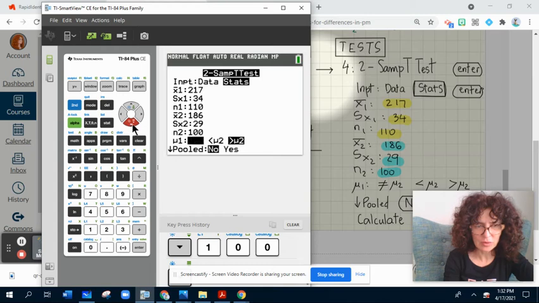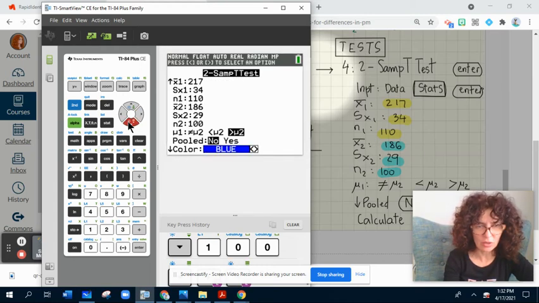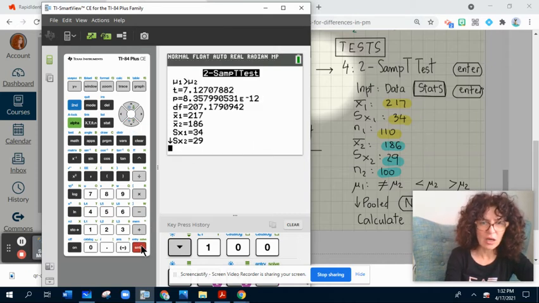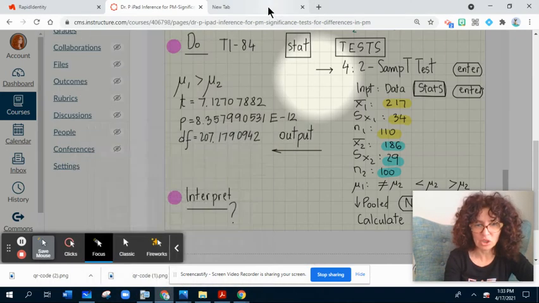Now you have the hypothesis. We do not have different. We have mu1 greater than mu2. So standard greater than new. Then go down here. You should click on pooled remains no, and then finally calculate, enter, and we'll have the calculator output. They give you the t-value, the probability or the p-value, degrees of freedom, and they will repeat also your information.